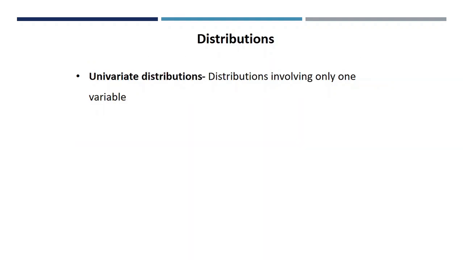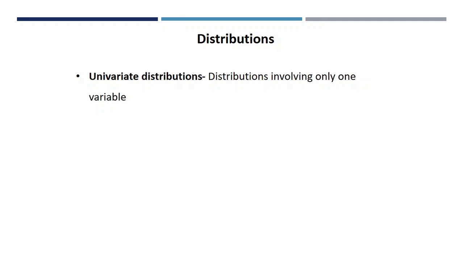data. Statistical data are often classified according to the number of variables being studied. Distributions involving only one variable are called univariate distributions, and such distributions only we have seen in the previous sessions for calculating mean, median, mode, geometric mean, and for the measure of dispersion, standard deviation.